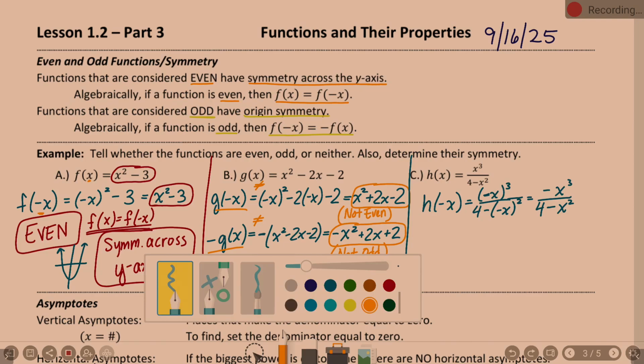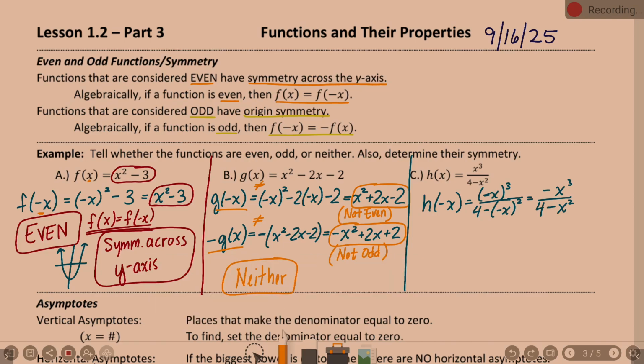What is your brain saying right now? Okay. These guys do not match. And so right now, my brain is saying not even.